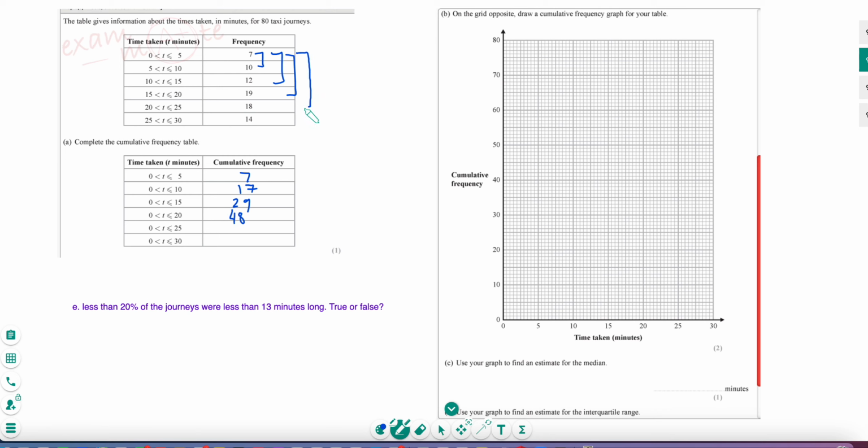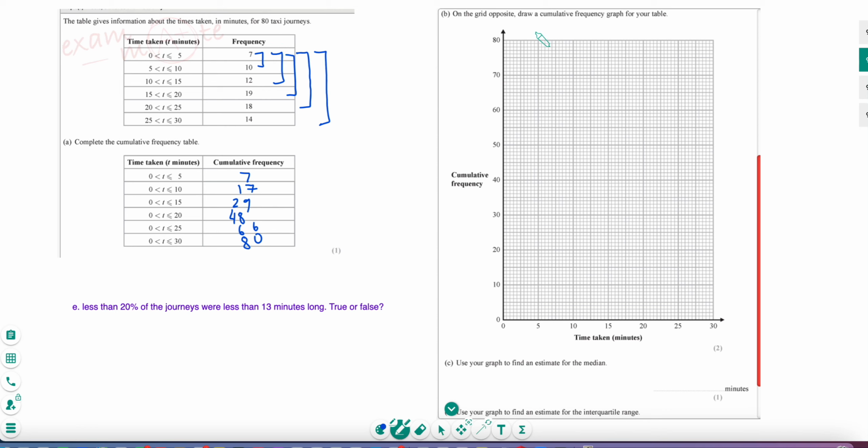Then the next one is all of these values here. Let's do 48 plus another 18, 66. And then the last one is from 0 to 30, so all of these values. So I'll add on 14 to 66, so 80. All right. And yeah, 80 matches 80 taxi journeys.